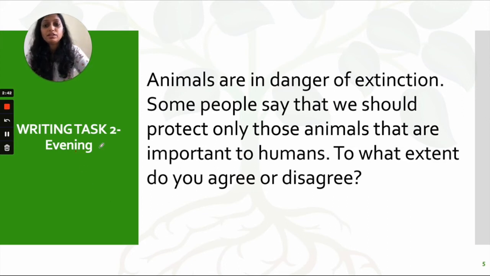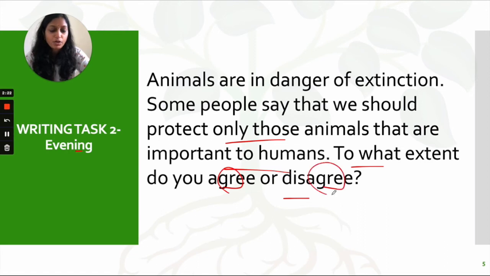This came in the evening slot of the 7th of May. Animals are in danger of extinction. Some people say that we should protect only those animals that are important to humans. To what extent do you agree or disagree? Now, in this case, you might again want to either agree or disagree.